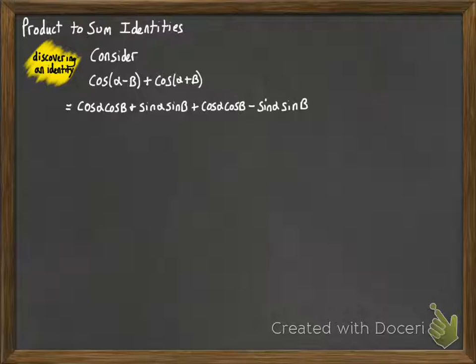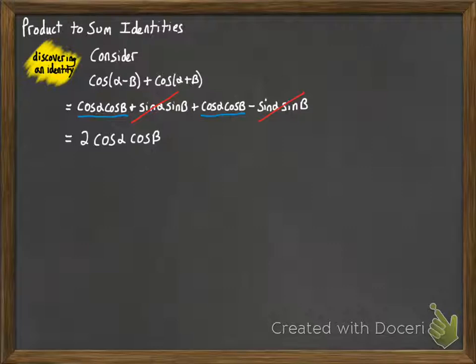So we see now, if we look at what we have there, cosine alpha, cosine beta, sine alpha, sine beta, no problem. Cosine alpha, cosine beta, minus sine alpha, sine beta, again, no problem. Notice the sine alphas are opposites, and they go away. And then notice that the stuff that remains, the cosine alpha, cosine beta, cosine alpha, cosine beta, those things are the same. So we can combine those and say that we have two cosine alpha, cosine beta.